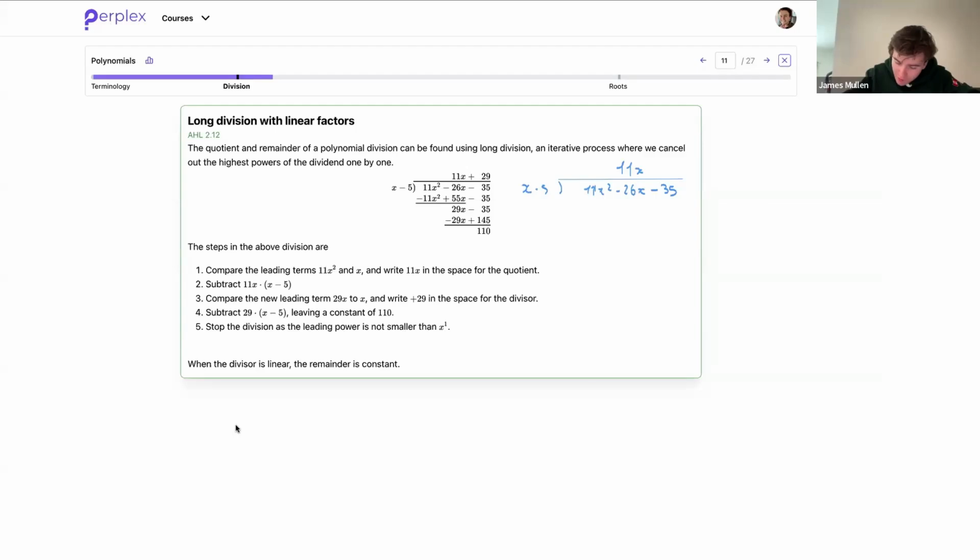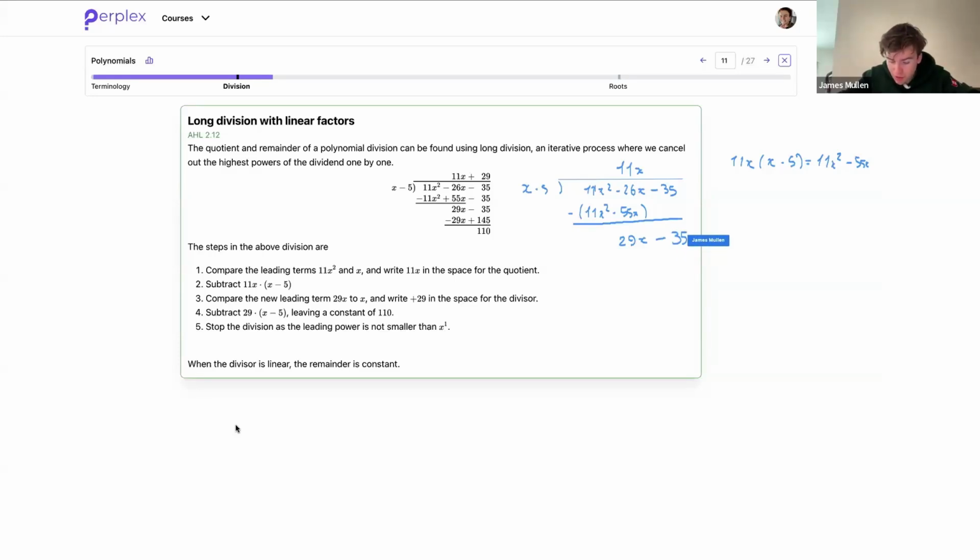Now what I do is I subtract. 11x times x minus 5 is equal to 11x squared minus 55x, and I subtract that out. So I do minus 11x squared minus 55x, and then I make a line here for the result that I'm going to have, which is going to be 0x squareds, then I'm going to have 26 plus 55, because I have minus minus there. That's 55 minus 26, and being careful, that gives me 29. So I'm going to have 29x minus 35.